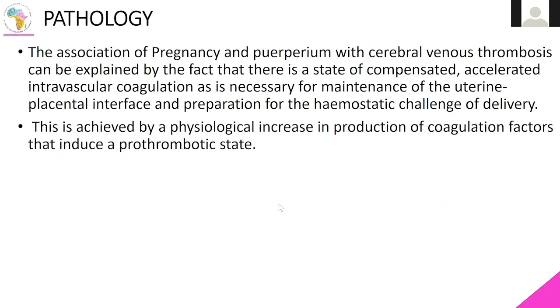The association of pregnancy and puerperium with cerebral venous thrombosis can be explained by the fact that there is a state of compensated accelerated intravascular coagulation, as is necessary for maintenance of the uteroplacental interface and preparation for the hemostatic challenges of delivery. This is achieved by a physiological increase in production of coagulation factors that induce a prothrombotic state.